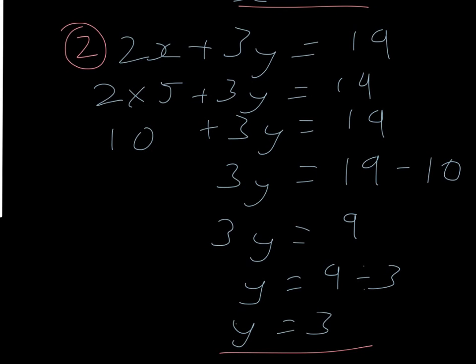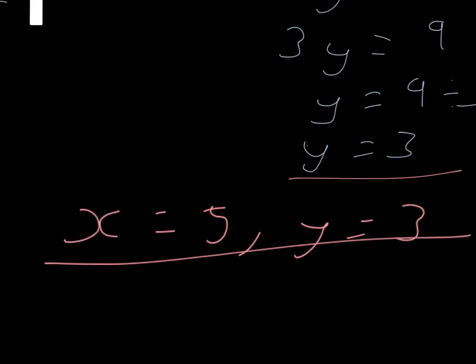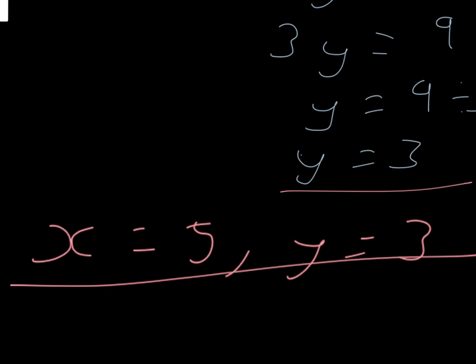So that gave me 2 times 5 plus 3y is equal to 19, and 10 plus 3y is equal to 19. So 3y is equal to 19 take away 10, 3y equals 9. So y is equal to 9 divided by 3, y was equal to 3, giving me a final answer of x equals 5, y equals 3.